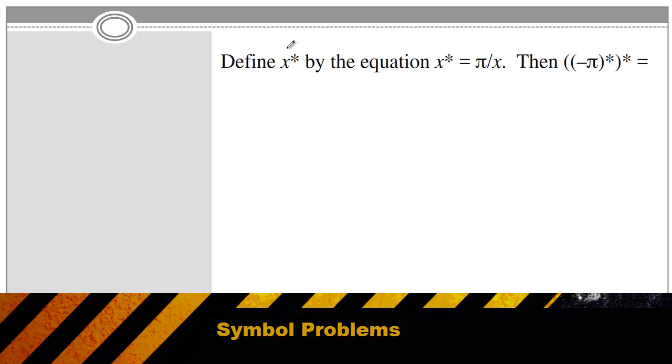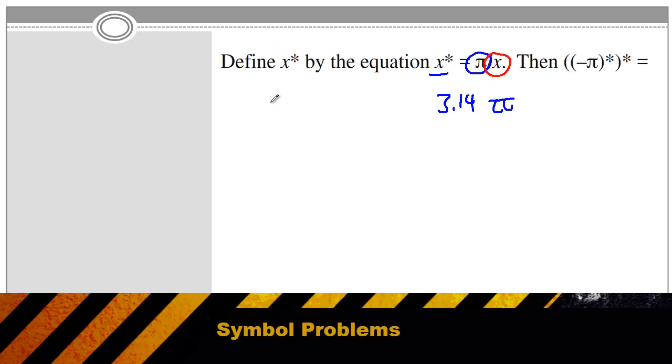This time they define x to the star as x to the star is equal to pi divided by x. And the way that I'm going to read that is, when you star something, all you do is you take the number pi, which is 3.14, or we can just leave it as a symbol pi. But when you star something, the instructions say to take pi and then divide it by x, or divide it by the thing that you starred.